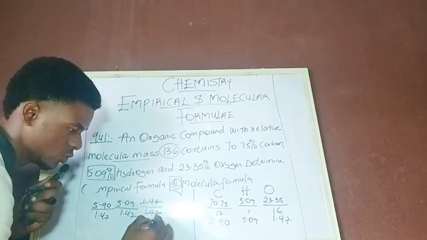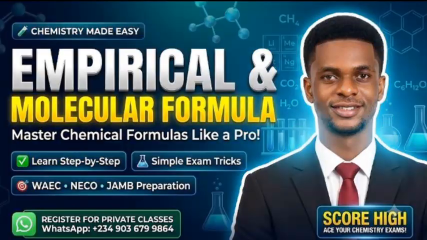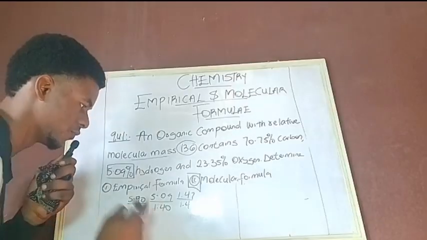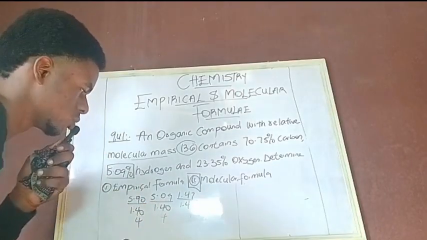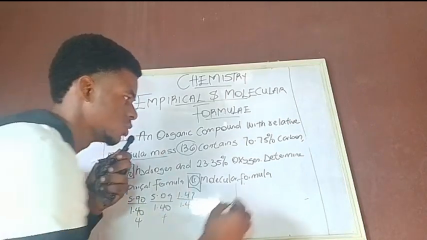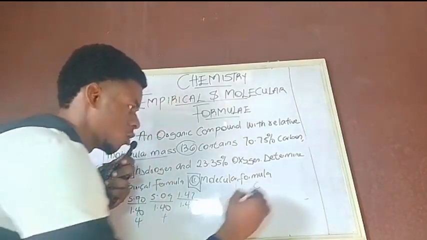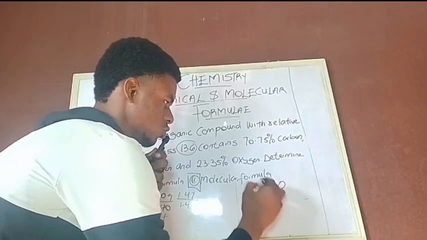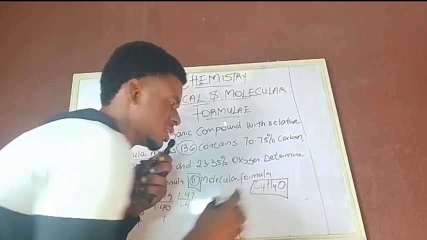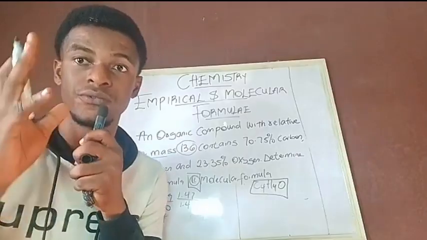So this cancel, this will just give me 1. 5.09 divided by 1.47 will give me what? 4, and this will give me 4. Now, so since I've gotten them, the next thing I will do is that, remember, C will become 4, H will become 4, and my oxygen will just remain where it is. So this now is the empirical formula.